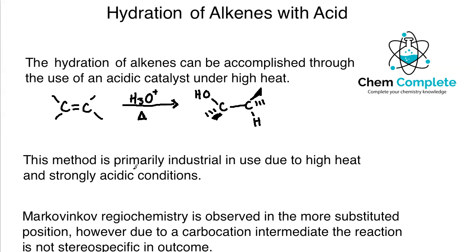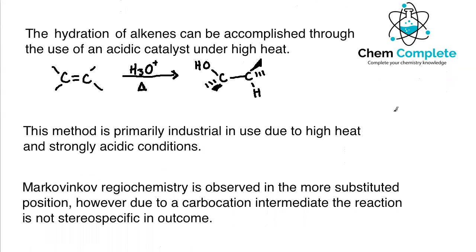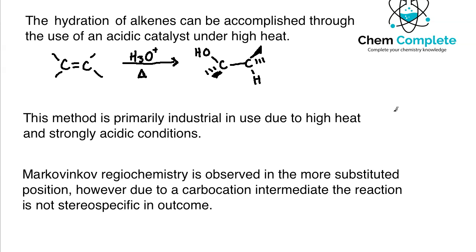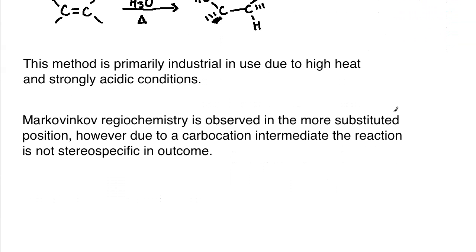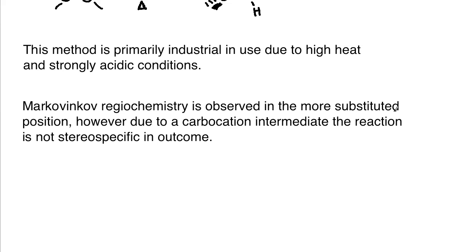Now, this method is primarily of industrial use, and that is because, number one, you're dealing with high temperatures and sometimes higher pressures in order to get around some of the very high temperatures. And then you also have to deal with strongly acidic conditions. So very corrosive, strong acids and high heat are not always optimal conditions for a smaller research lab or a student learning lab. And so many times this is reserved for industrial use, although you could do it in a smaller laboratory.